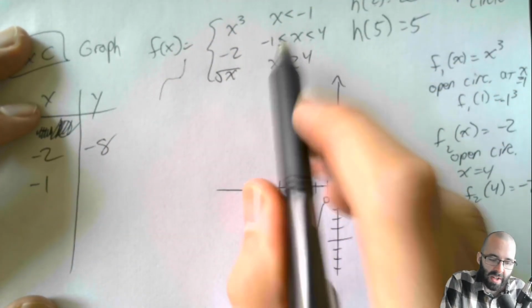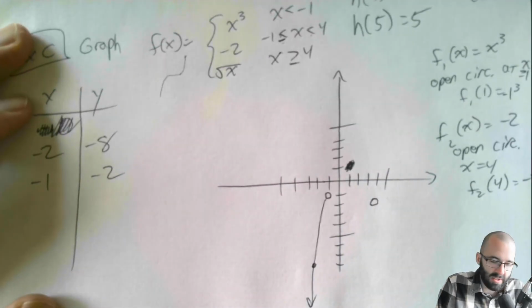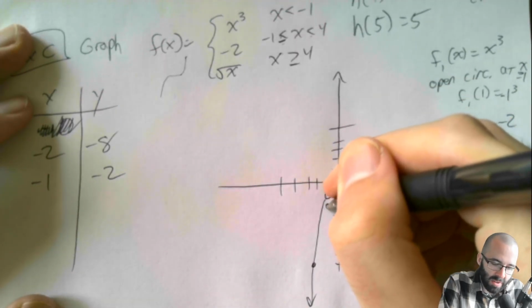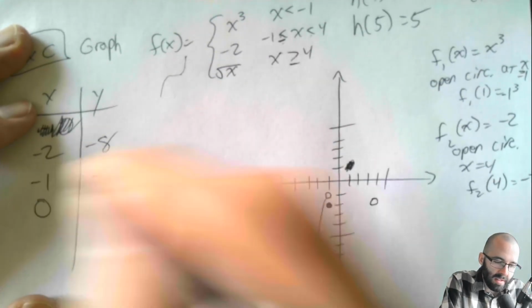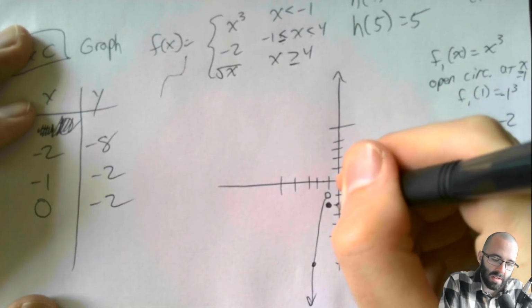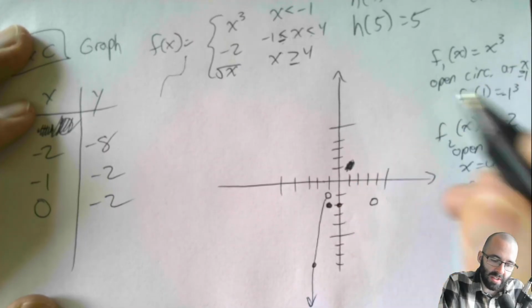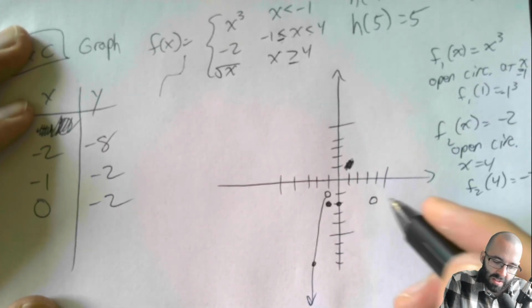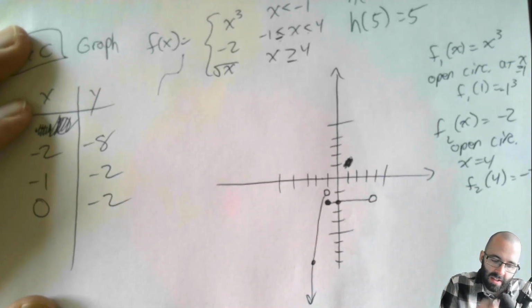-1, that's when we start to be on this piece. Well, it's a constant function. -1, -2, right here. 0, also in this piece. It's a constant function, still -2. In fact, it's going to be a constant function for this whole piece. This whole piece is just going to be that flat line connecting right here.